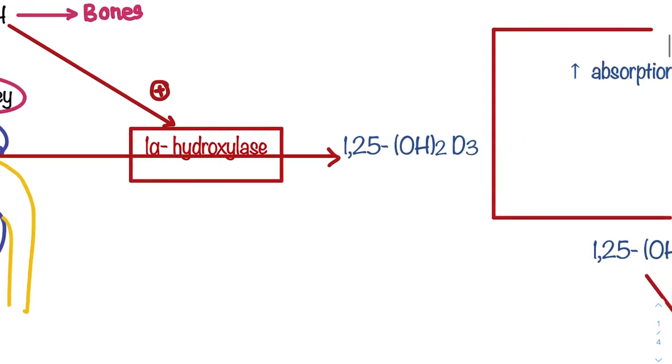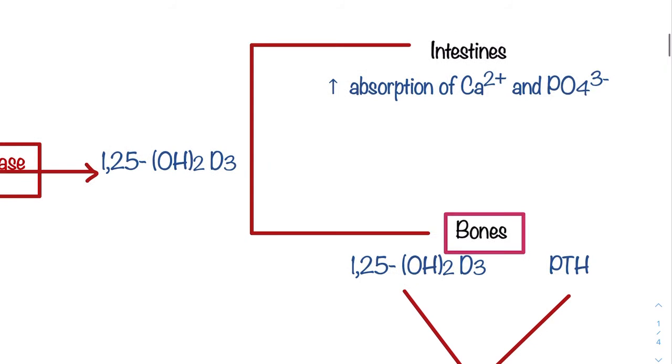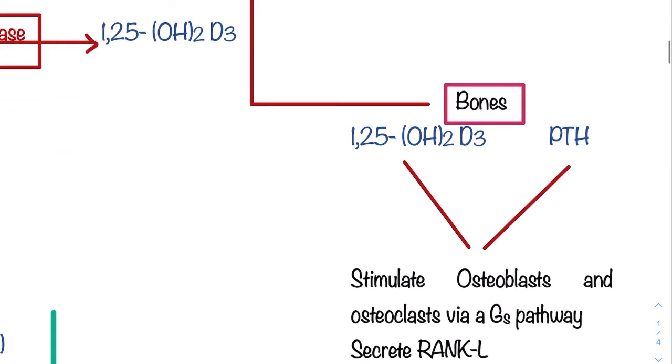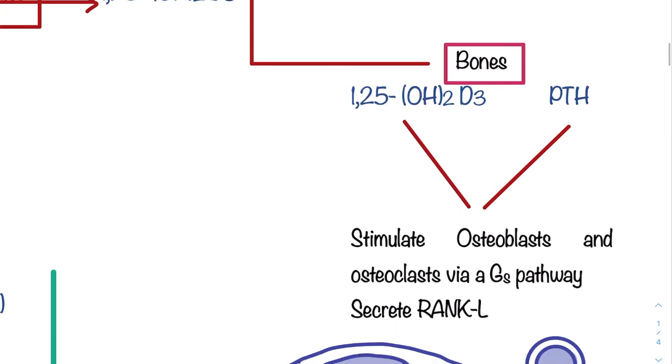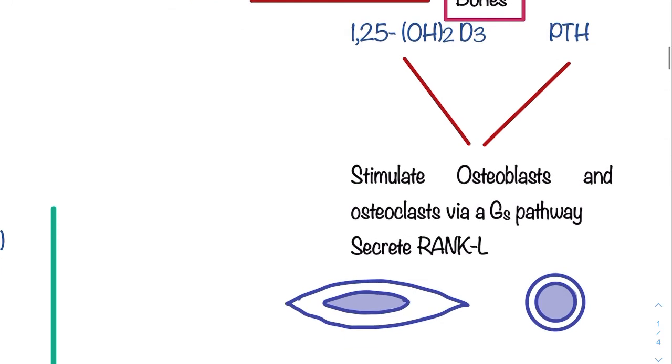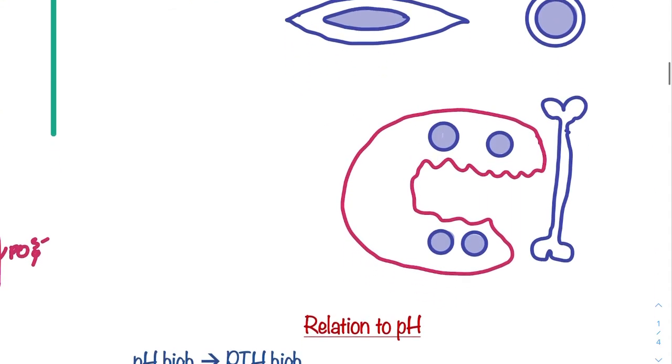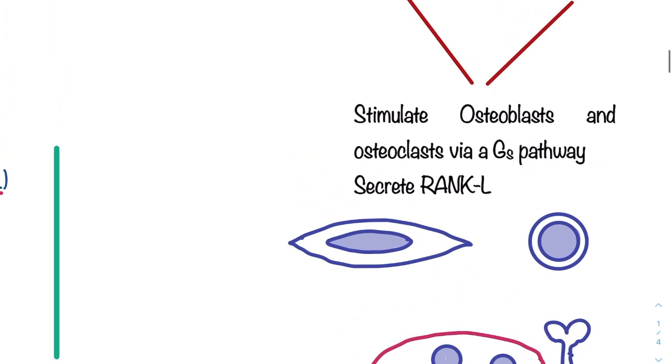Dihydroxycholecalciferol. And that has two functions. It will go to the intestines and increase the absorption of calcium and phosphates. And it will go to the bones and it will act with the parathyroid hormone in this way. It cannot directly stimulate osteoclast cells. So what it does is, it stimulates osteoblasts and osteocytes.